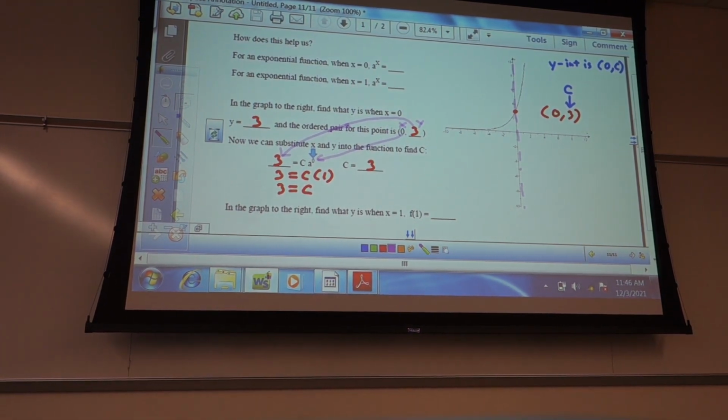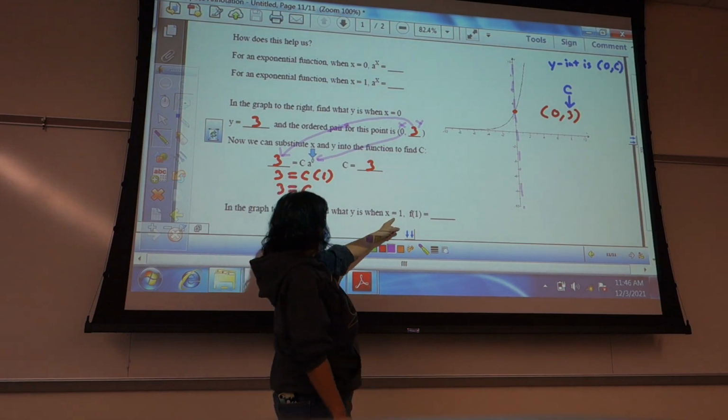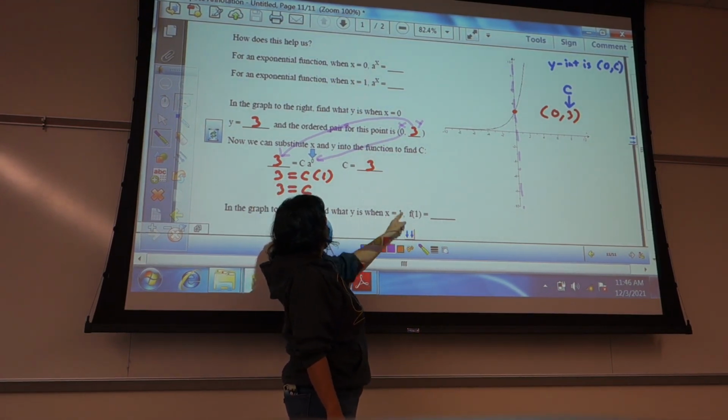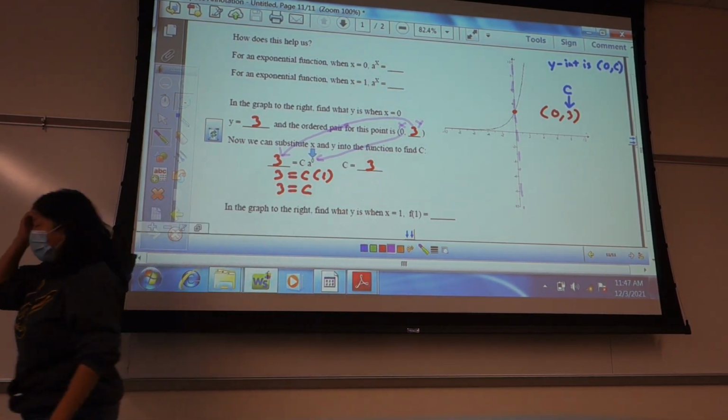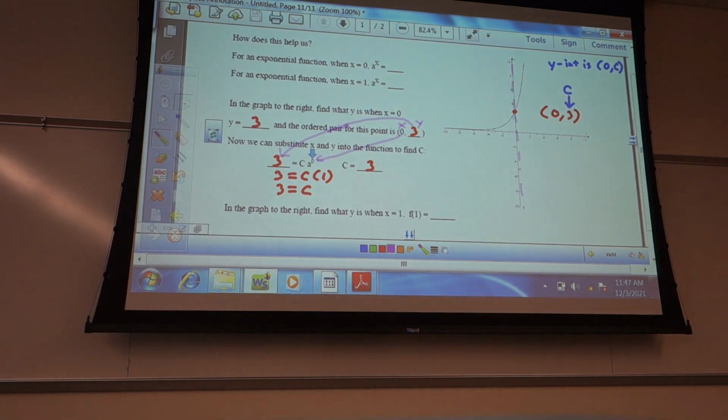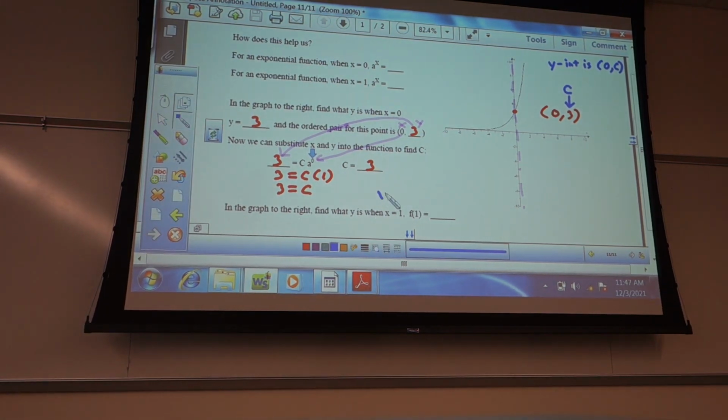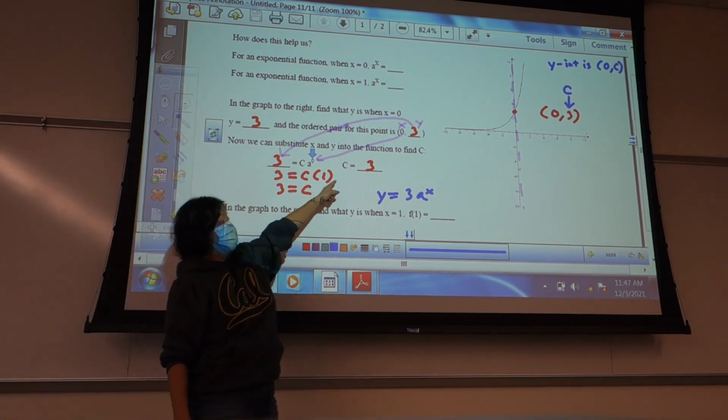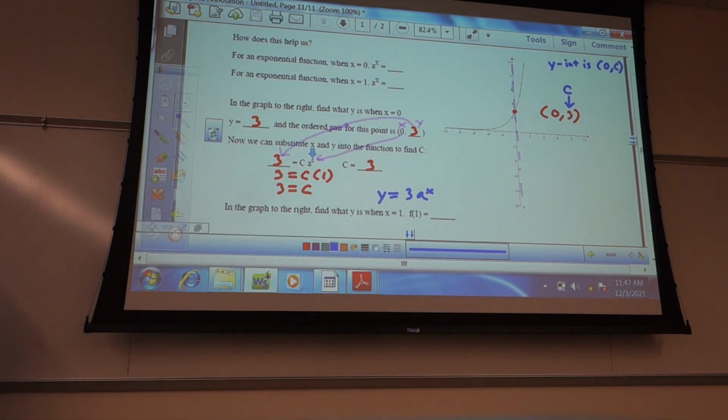Okay, so now what happens when x is 1? We need to find another point. So now we have our c. So now we have y equals 3 times a to the x. We found our c. So is everyone following that part? Now we just need to find a. So we can grab any other point from the graph, plug in x and y, and solve for a.